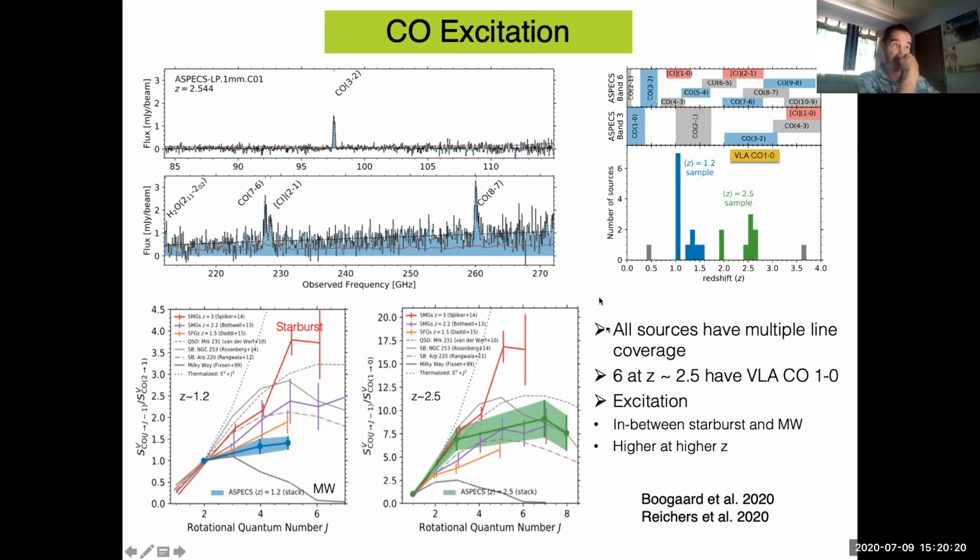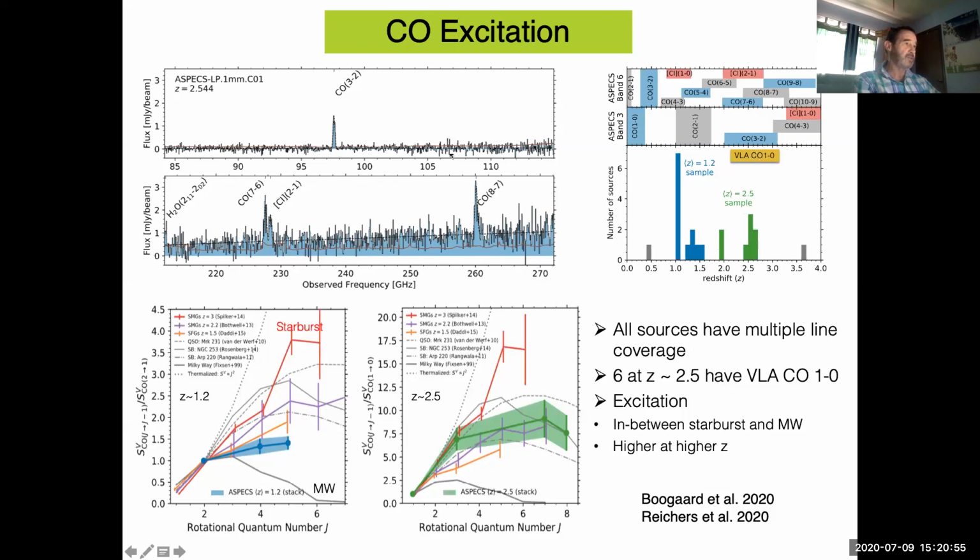And I show how we've done that here. Nice work by Leindert Bogart and Dominic Riechers in the Cold-Z survey with the VLA. Important point here is this is the distribution of redshift of the ASPECS survey on the right, upper right here. And these are the bands that we cover. And all of our galaxies have multiple lines covered, not detected, but at least covered spectrally. And in particular, the redshift 2.5 sample, we see in the VLA CO 1 to 0 directly through the Cold-Z survey. That's a really important anchor point in all of this.